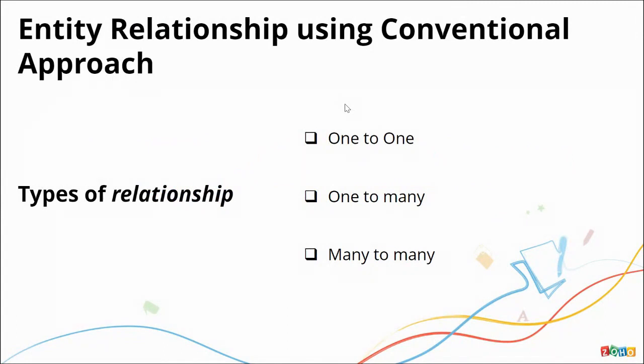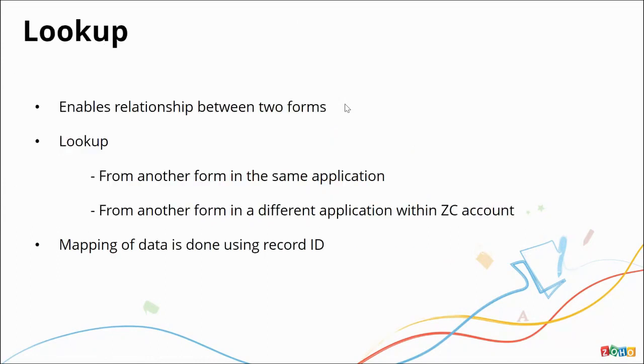So in the conventional approach, you would interlink, or you would create a connection between two different modules or databases, or between two tables using the entity relationship, right? So there are different types of relationships like one-to-one, one-to-many, and many-to-many, right? So the same can be achieved via the lookup. Lookup is similar to the entity relationship that you see with a traditional approach.